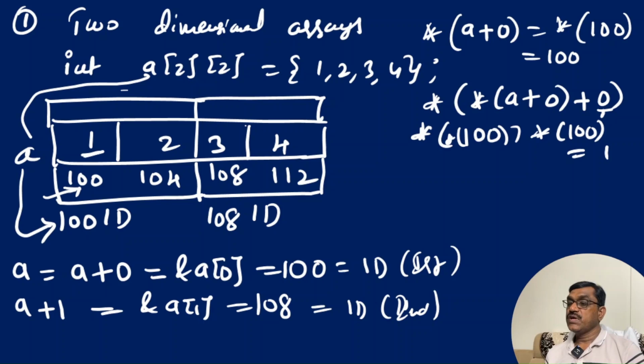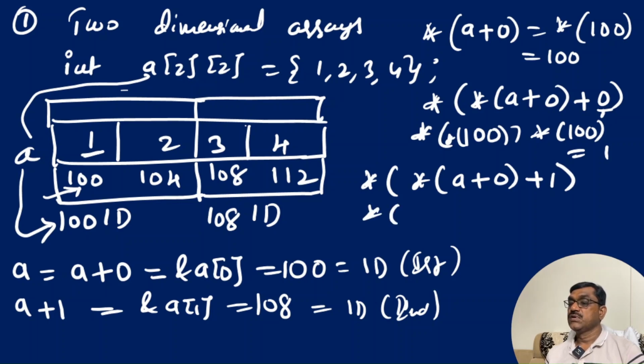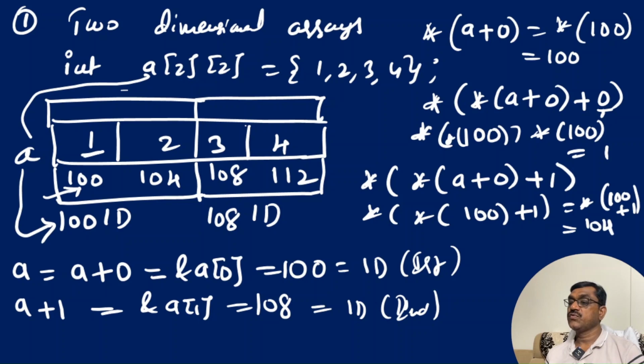Now if I write star of star of a plus 0, and here it is 1, what we are going to get here is star of a plus 0, which means 100, plus 1. In this case, we are going to get star of 100 plus 1. 100 plus 1 means from this base address we are moving ahead by 1. 1 means an integer takes 4 bytes. So 100 plus 1 into 4, here we are going to get 104. See, the second element 2 is obtained like this.